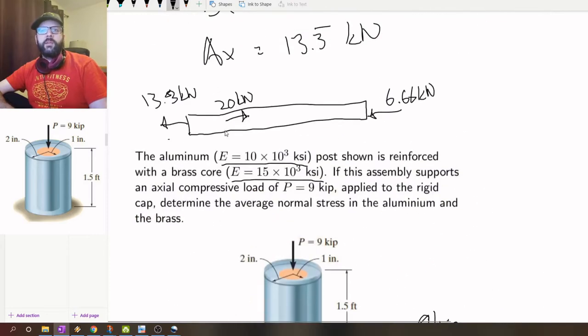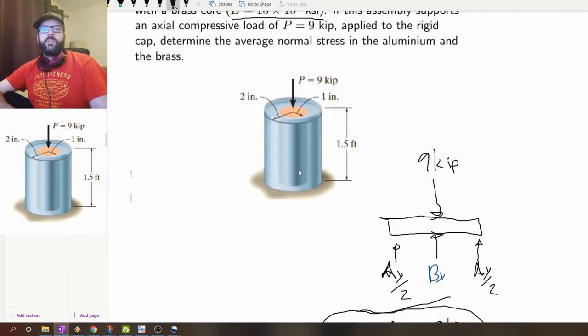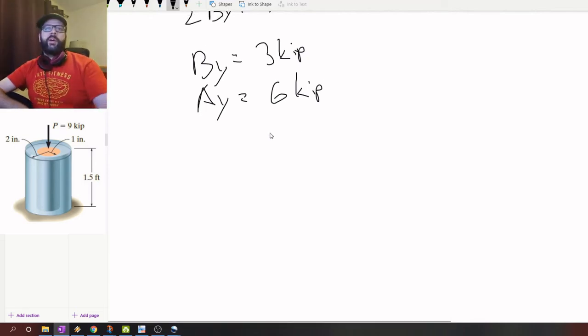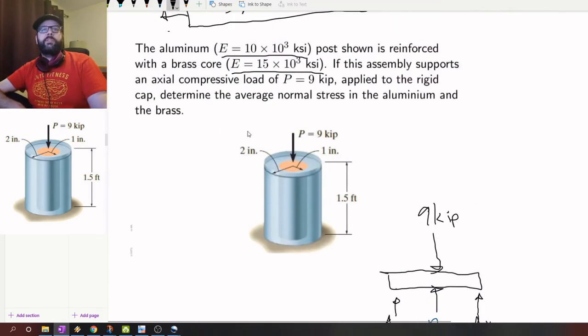So the outside sleeve is taking a bit more of the load. The aluminum is less stiff, but it's taking more of the load, and that's just because the outside sleeve is larger. It's got a larger cross-sectional area, so it's large enough to overcompensate for that. So what we're asked for is the stress state, the average normal stress in the aluminum and the brass.